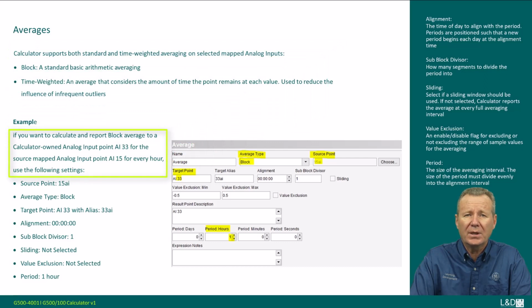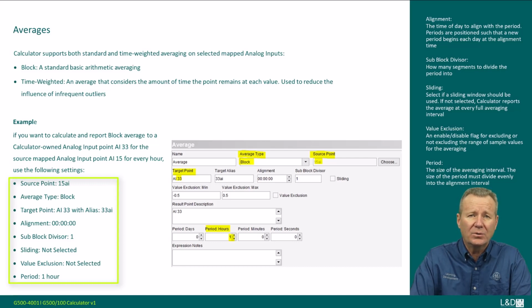For example, if you want to calculate and report block average to the created calculator-owned analog input point AL33 for the source-mapped analog input point AL15 for every 1 hour, use the following settings. Source point is 15AI. Average type is block. Target point is AL33 with alias 33AI. Alignment is 00:00:00:00. Subblock divisor is 1. Sliding is not selected. Value extension is not selected. And lastly, period is 1 hour.